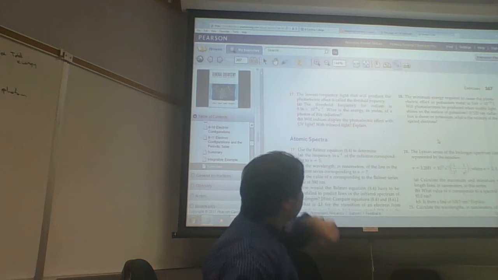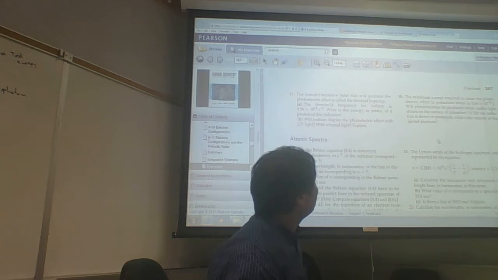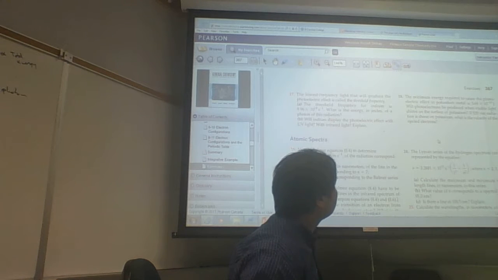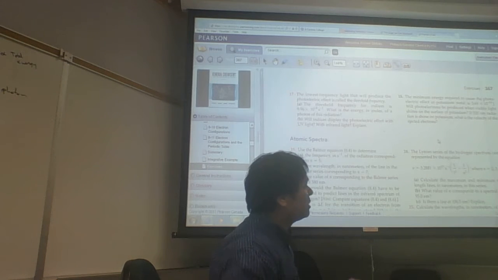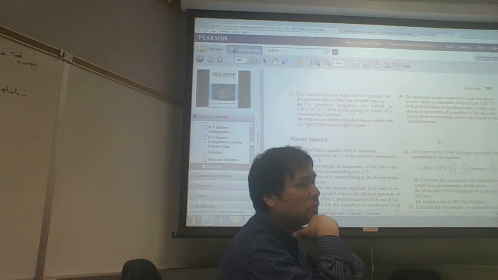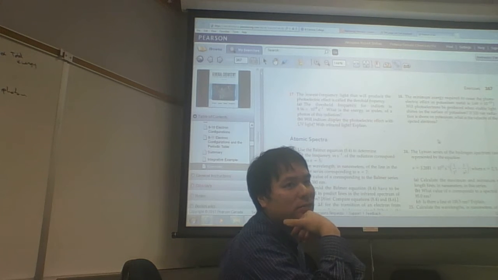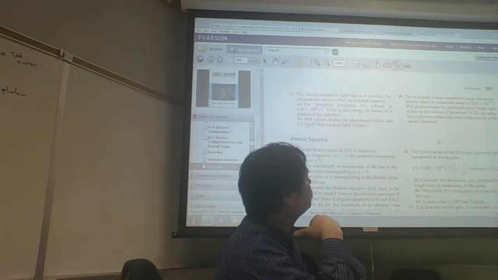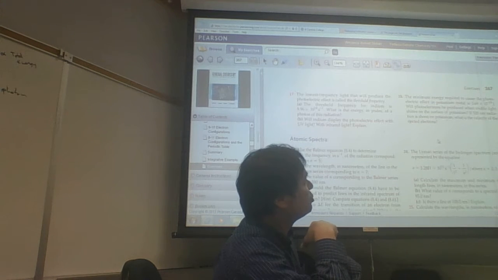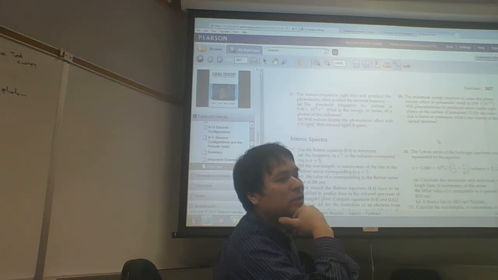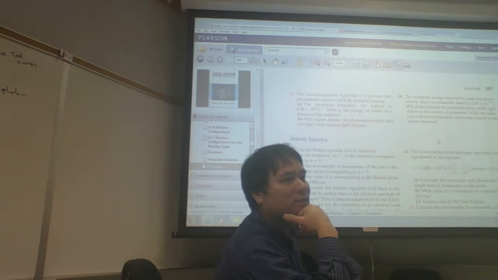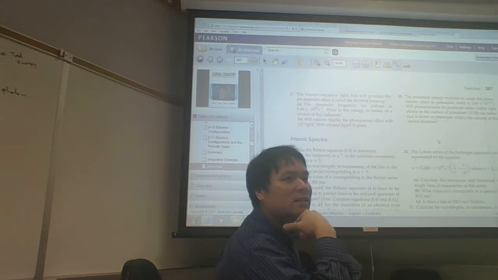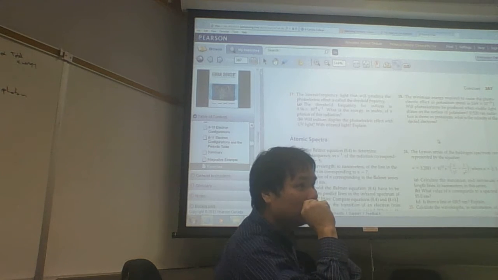The minimum energy required to cause the photoelectric effect of a potassium metal is 3.69 times 10 to the minus 19 joules. So what was the red light at 760? That was 2.6 times 10 to the minus 19 joules, not enough. Violet was roughly 3.8 times 10 to the minus 19 joules. So violet's enough. Violet's more than enough because we only need about 3.7, right?